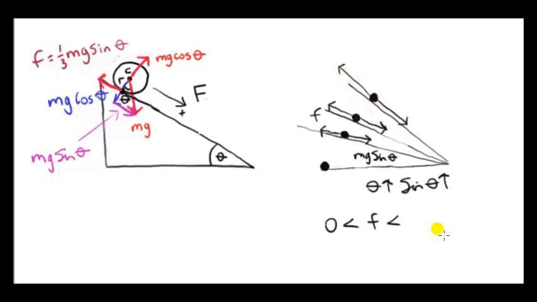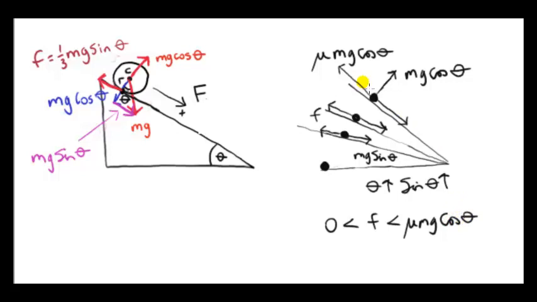What is the maximum friction force? We know that it's proportional to the normal force, the contact force between the particle and the incline. That contact force is mg cos theta. It's proportional to mg cos theta, and the constant of proportionality is mu, which depends on the nature of the surfaces. So the maximum friction force is mu mg cos theta. At this point the particle is on the verge of slipping.